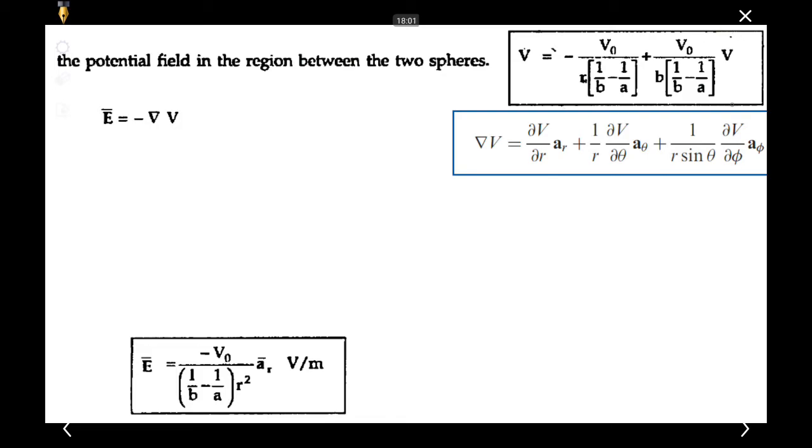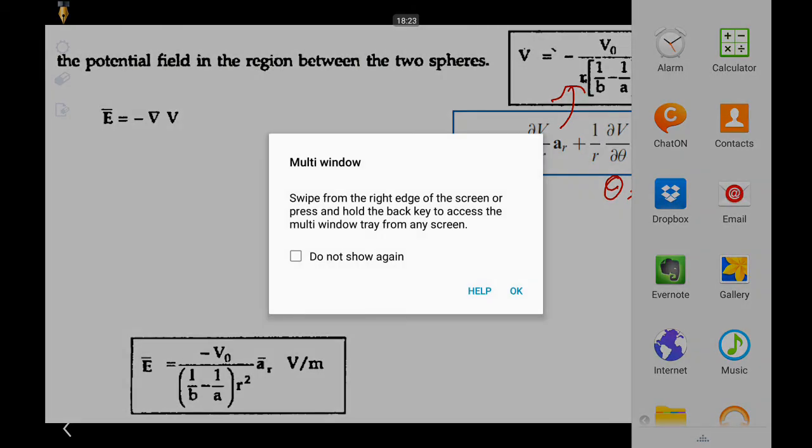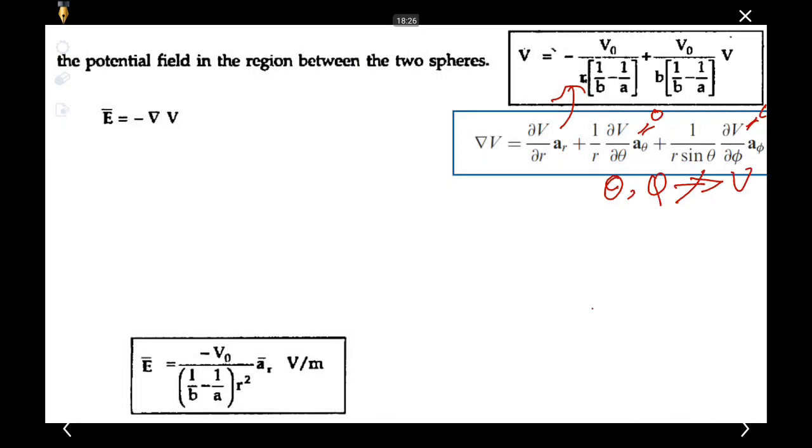Now this is the equation of V we derived in step 2. In this step we have to substitute this. So in this equation substitute the value of V. But theta and phi are not present in V, V is not a function of theta and phi. So these two terms will be equal to 0. So only grad V will be equal to dou V by dou R into aR vector.